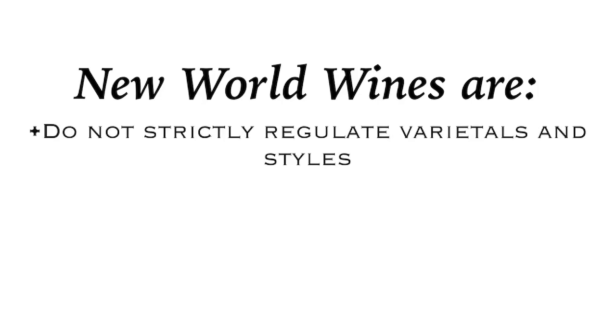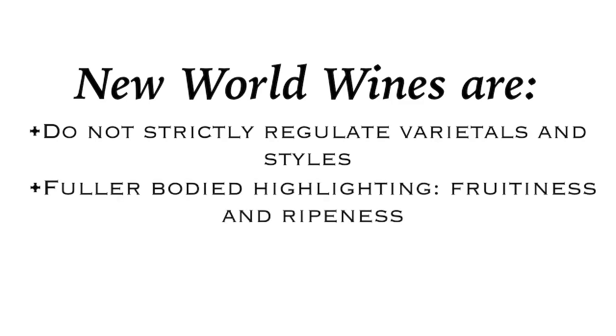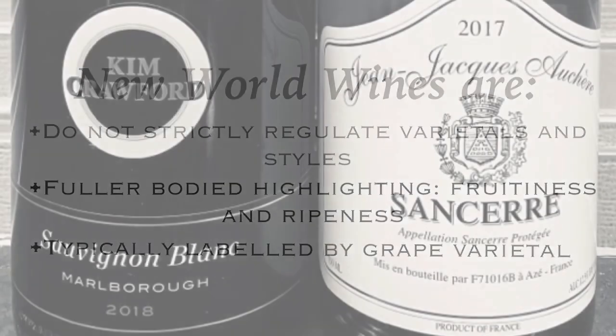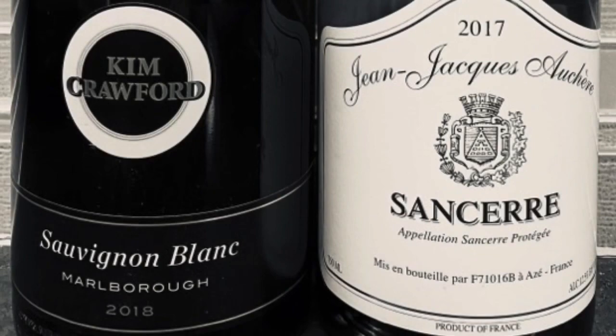In contrast, New World wines have only been practicing viticulture for a couple hundred years, are not as stringently regulated, especially as it pertains to varietals and styles, can be fuller bodied with profiles highlighting fruitiness and ripeness, and are typically labeled by their grape varietals. To illustrate this point, let's take a look at our two wines for the week. First, let's visit the Old World.